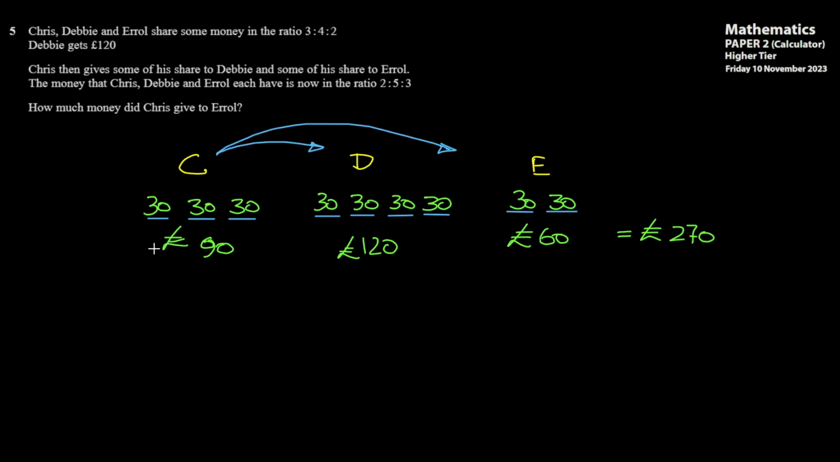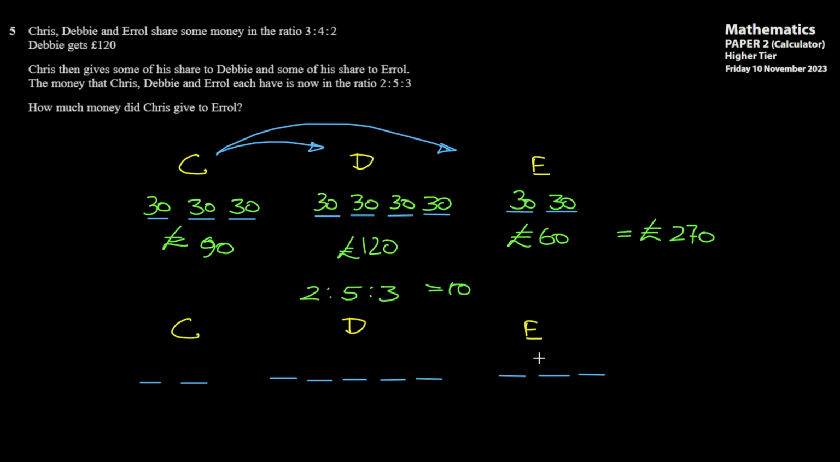So Chris is giving some of his money away to both D and E. So we don't know how much money has been passed, but we do know that the new situation is 2 to 5 to 3. Now, the thing about this new arrangement is, if you add 2 and 5 and 3 up, you get an answer of 10. And I've represented that by 10 compartments below the C, D and E.